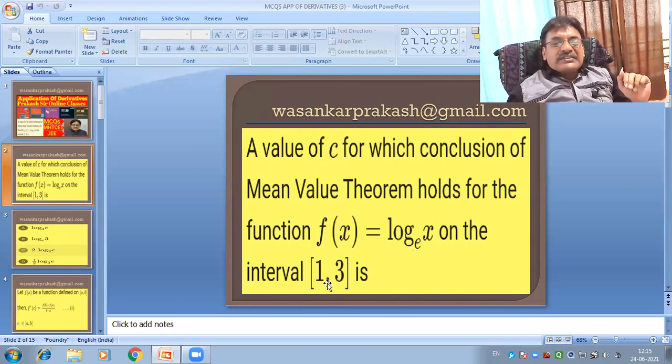Next, the interval is given. The value of a is 1 and the value of b is 3. Then we find the value of c.